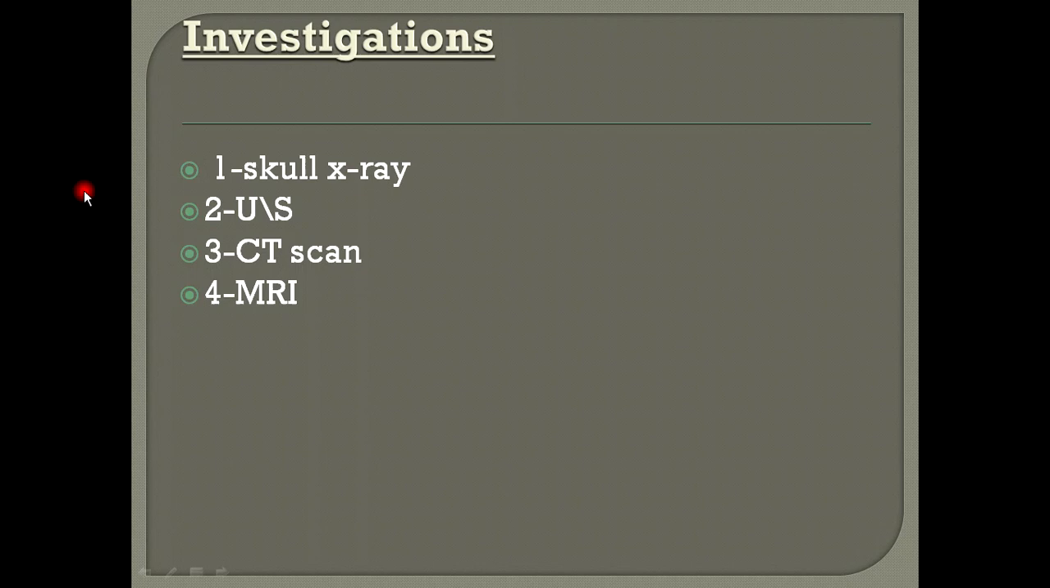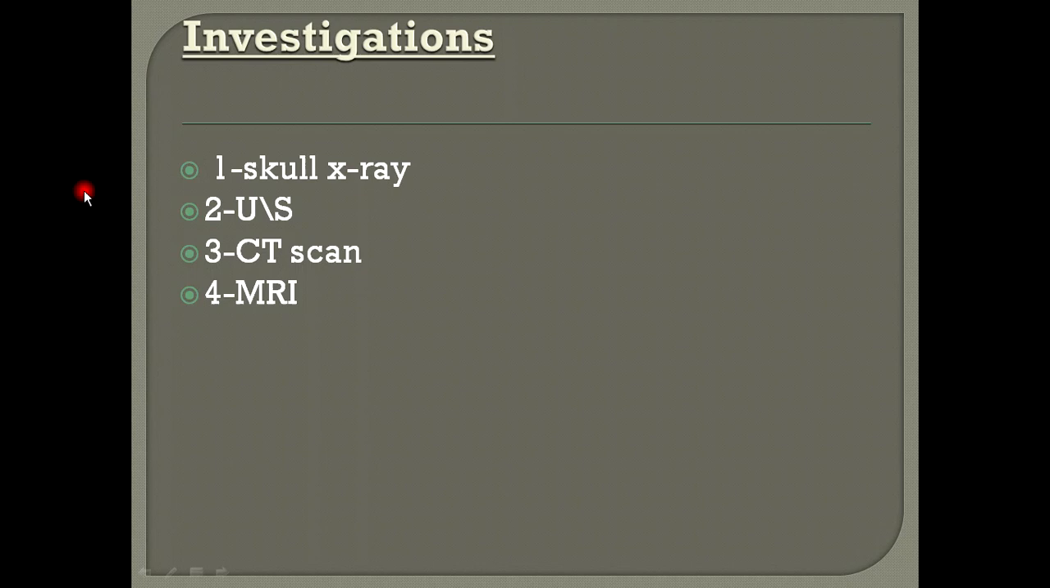And we have the ultrasound. Of course, the ultrasound is only done in children and infants where the fontanelle is still open. You cannot do the ultrasound of the skull or the brain in adults because you don't have a soft tissue. You don't have a fontanelle to use the probe of the ultrasound.